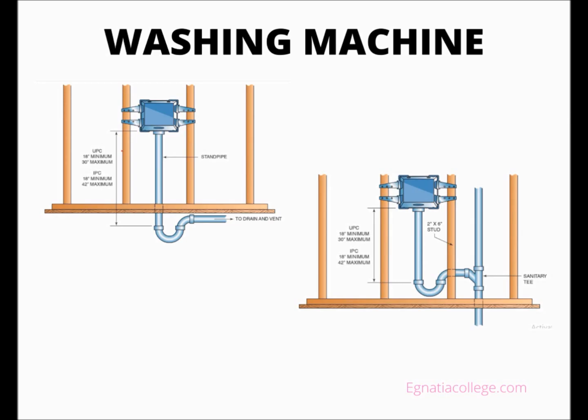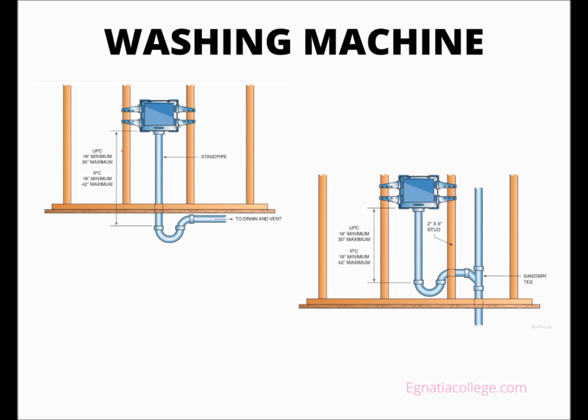The UPC also mandates that the trap on the same floor must be no closer than 6 inches or further than 18 inches above the floor. The vertical pipe that is connected from the washing machine box to the P-trap inlet pipe is the stand pipe. The IPC states that the stand pipe cannot be shorter than 18 inches or longer than 42 inches, but UPC states 18 inches and 30 inches, and that distance is above the trap weir.